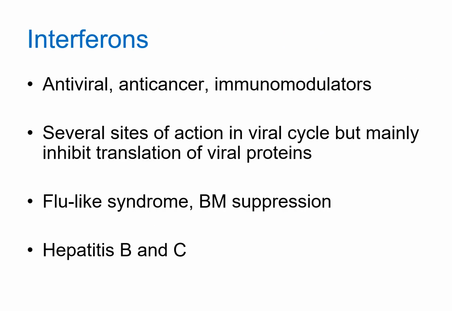One slide about interferons. Those are very important drugs. We give them, I believe you took them already in rheumatoid arthritis, among others, because they are immune modulators, also antiviral and also anti-cancer. As antivirals, there are several sites of action, but mainly they inhibit translation of viral proteins. They are associated with flu-like syndrome and bone marrow suppression, and we use them usually with hepatitis B and C. If you remember, we talked about ribavirin as an RNA polymerase inhibitor, and we said in combination with interferons.